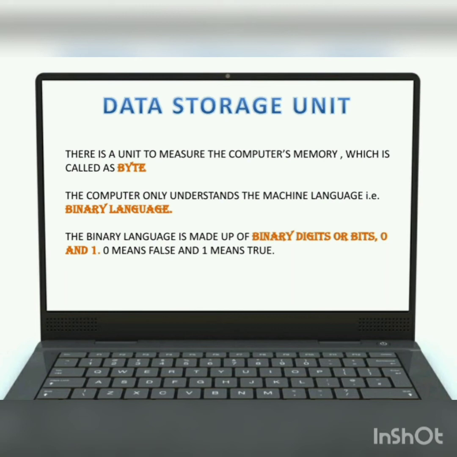Kids, what we input in the computer, we input in human language, which is converted by the computer into its own machine language. But the result or output given by the computer is again in human language. So, I am repeating again, the processing of the computer is done in its own language, that is binary language, and the input and output are in our language, that is human language.